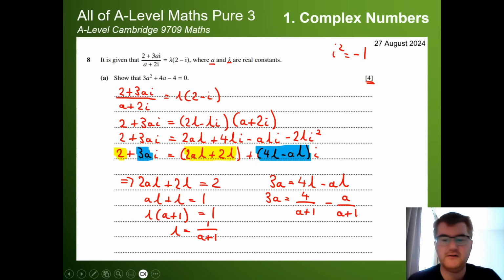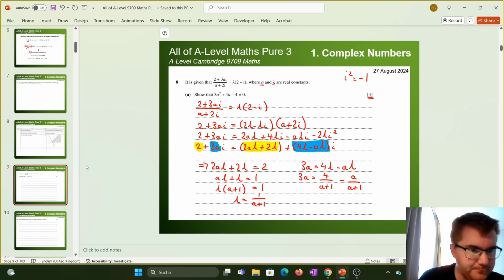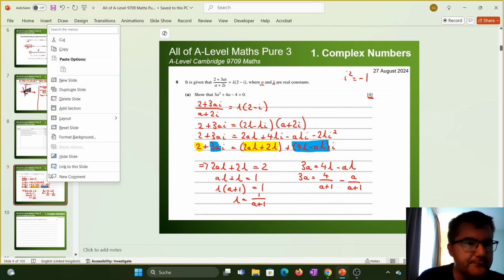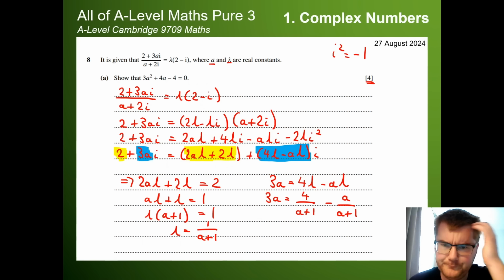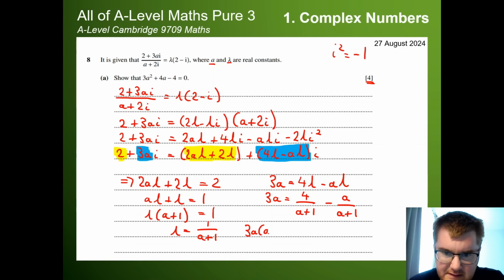So we're getting towards this quadratic. Let me give myself a little bit of space. There we are. So let's create a new slide, because we're probably going to need more space on this. So 3a equals 4 over (a plus 1) minus a over (a plus 1). So then we can just times through by (a plus 1). So we get 3a times (a plus 1) is equal to 4 minus a. And if we do a bit of expansion here, so we have 3a squared plus 3a is equal to 4 minus a.